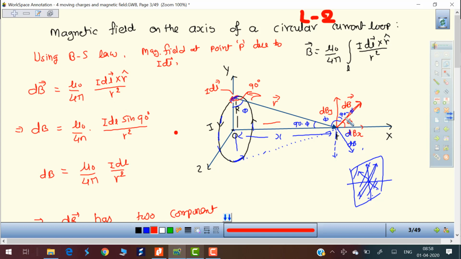So this has two components. One is the x component, this is the y component. The y component is cancelled because of diametrically opposite current elements. So we consider only the x component, not the y component.